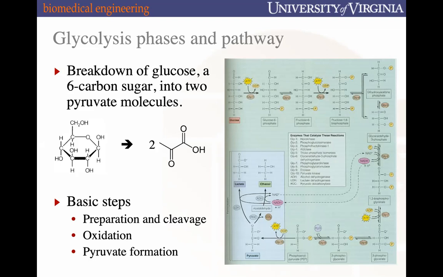The main picture, so this is important for you to note. Again, the input for glycolysis is one 6-carbon glucose. The output is going to be two pyruvate molecules, as depicted here, this 3-carbon structure. The way we get there is going to be broken down as preparation and cleavage, oxidation, and eventual pyruvate formation.